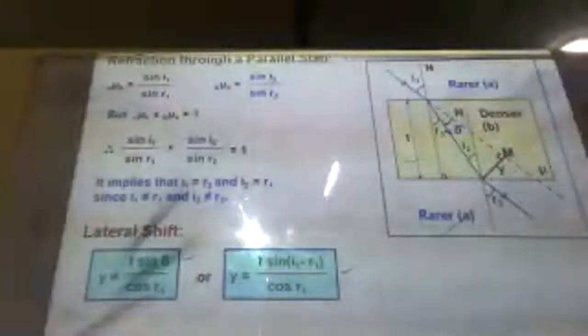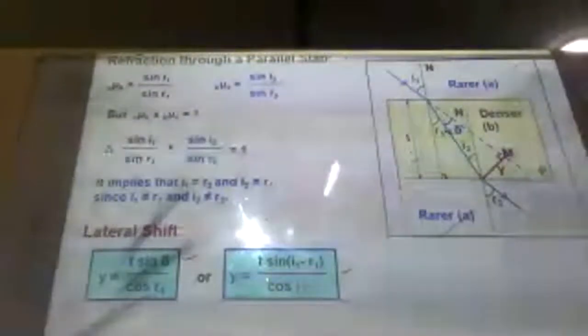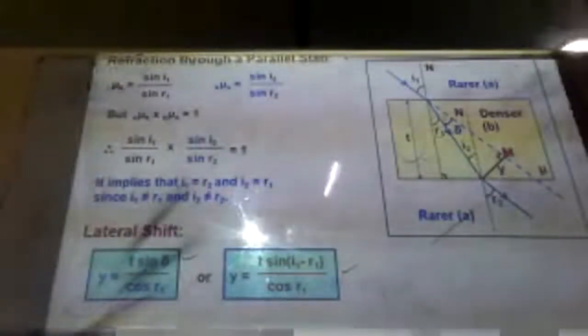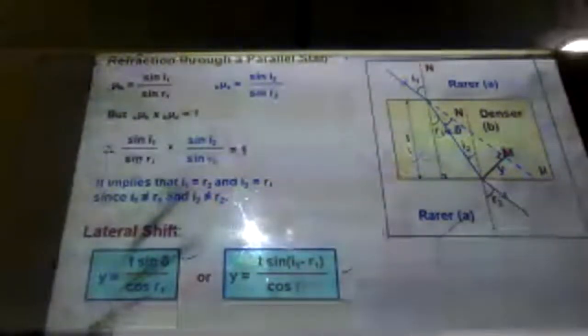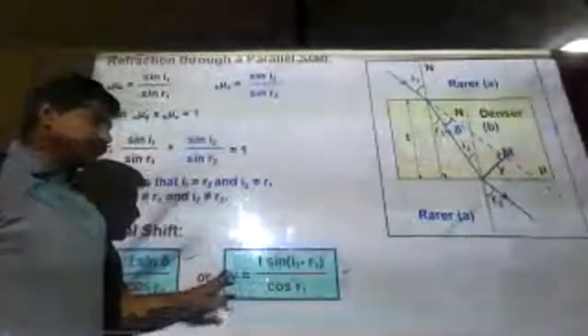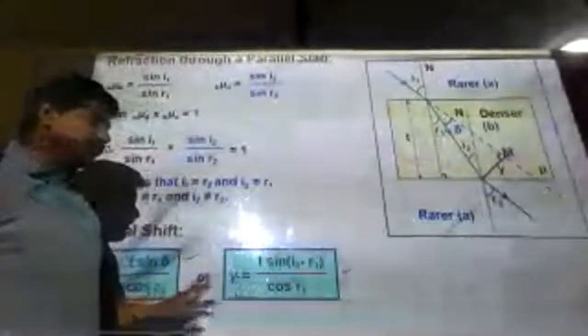Because whenever any medium is given, any thickness is given, when you allow light through the thickness, then we will understand the shift in the image. What is the shift? We can understand. Right? Now, these two important formulas tell how much the light ray has changed its path, deviated.